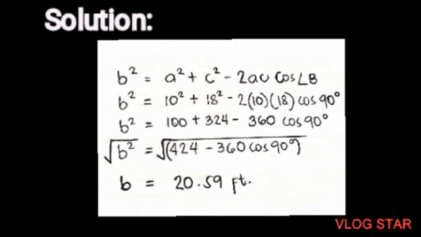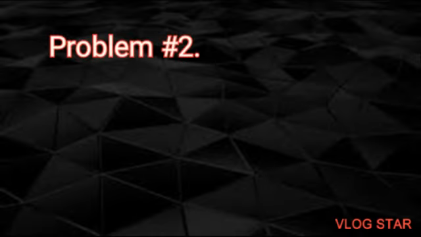And this time, since the unknown is side B, we are going to use B squared is equal to A squared plus C squared minus 2 times A times C times the cosine of angle B. Then change the sides and angle to their corresponding measurements, then we come up with 20.59 feet. Now let's proceed to problem number 2.